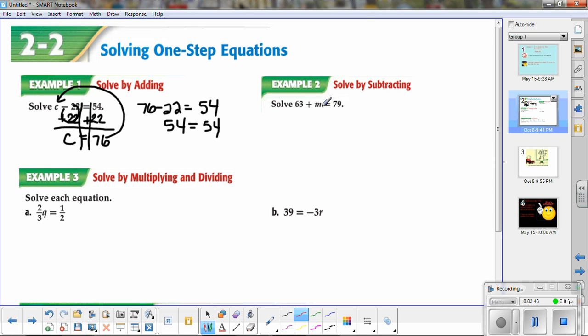In our next example, we're going to start out by drawing the train tracks. We have 63 plus m equals 79. If we want to isolate m, or get m by itself, we need to get rid of this 63. To get rid of 63, we want to subtract 63 from both sides.